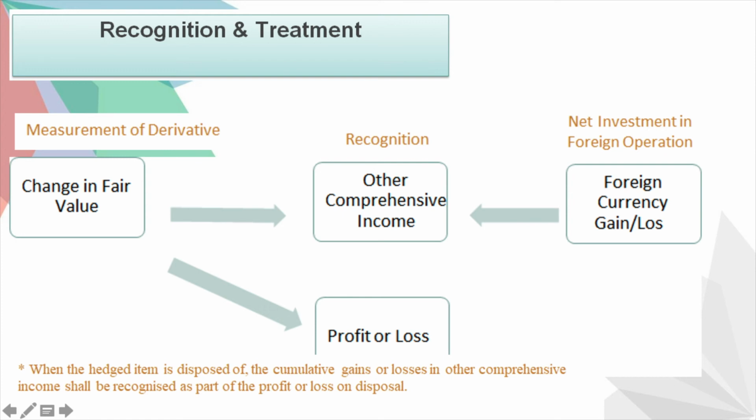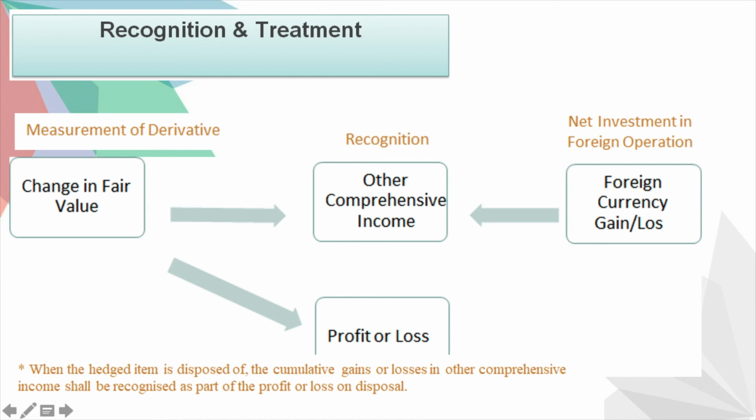Next, this is for recognition and treatment. So first, we should measure the derivative. If there is a change in the fair value, we should do the measurement of the derivative, and next the effective portion. We should determine whether it is an effective or ineffective portion. If effective portion, we go to other comprehensive income for recognition and also profit and loss. And for the net investment in the foreign operation, the foreign currency gain or loss goes to other comprehensive income for recognition and also profit and loss. If ineffective portion for change in fair value, we go to profit and loss.